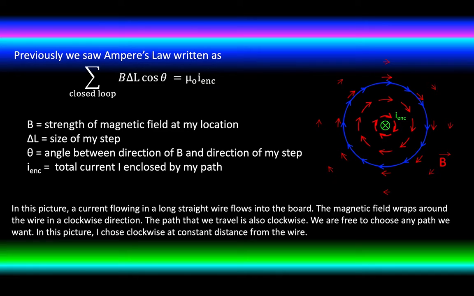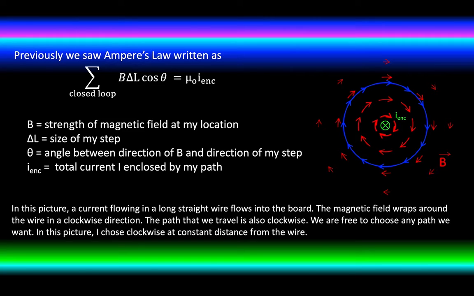Now, in this picture, I just chose to draw a current from a very long wire that is flowing into the computer screen. The magnetic field from the right-hand rule will wrap around the wire in a clockwise direction. The path we chose to walk is a circle where we are always the same distance from the wire. So we are walking in a circular path centered on the wire.